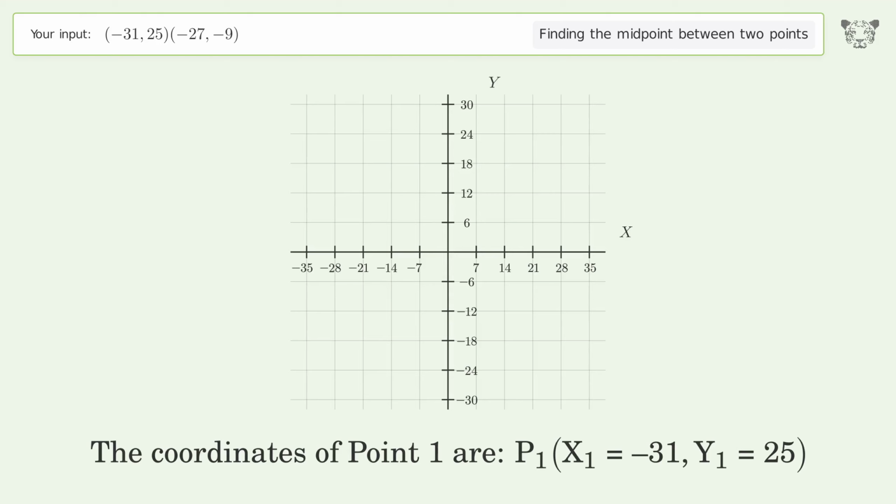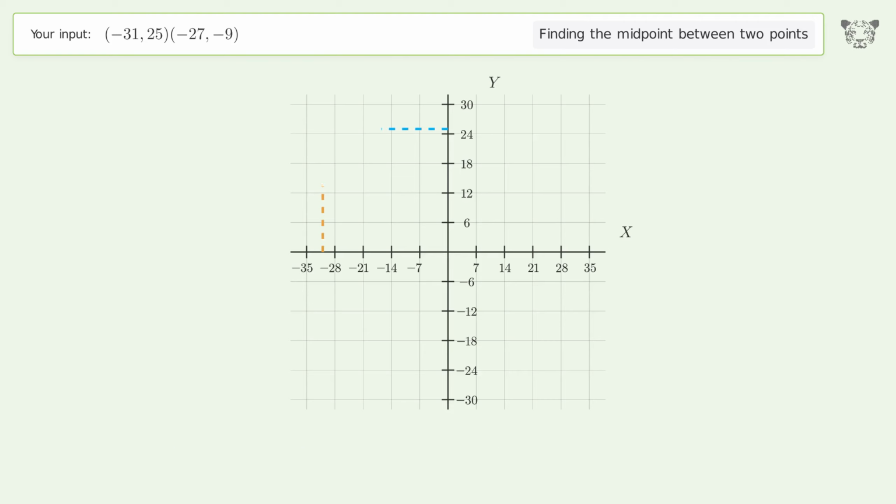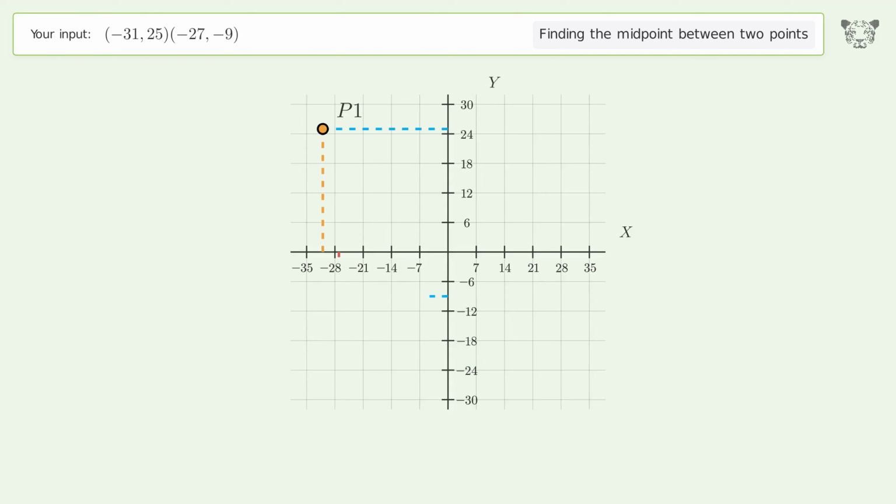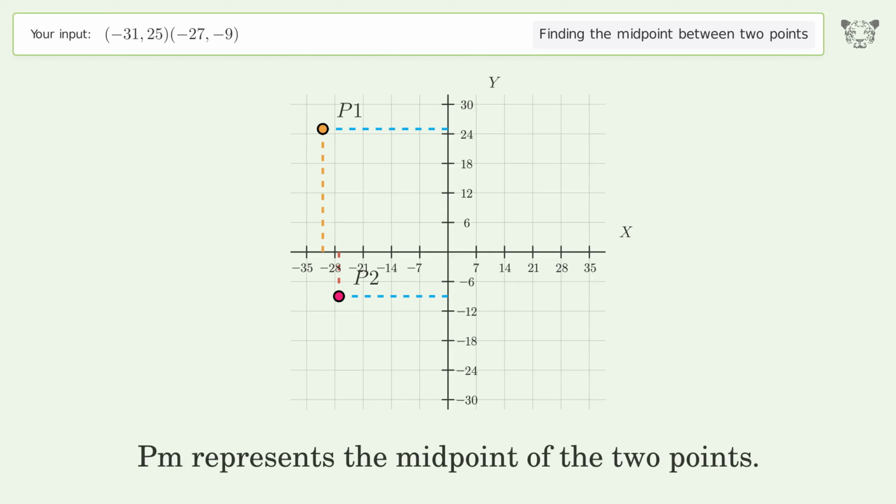The coordinates of point 1 are, x1 equals negative 31, y1 equals 25. The coordinates of point 2 are, x2 equals negative 27, y2 equals negative 9. PM represents the midpoint of the 2 points.